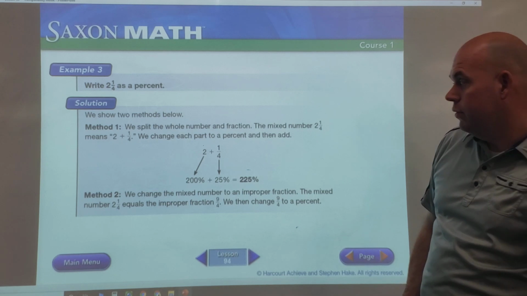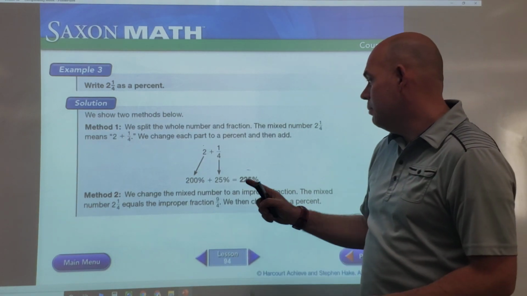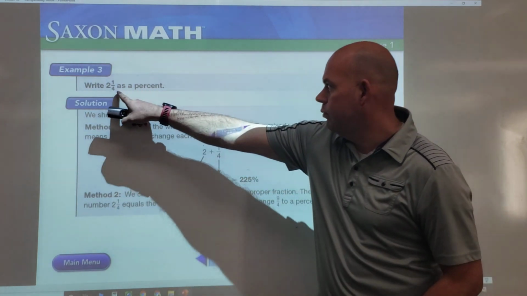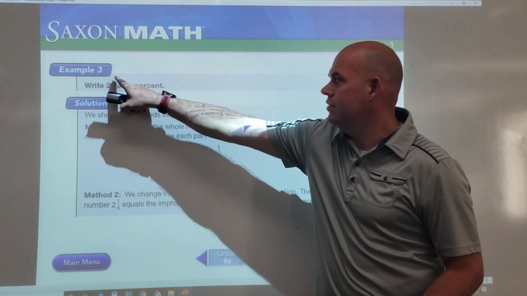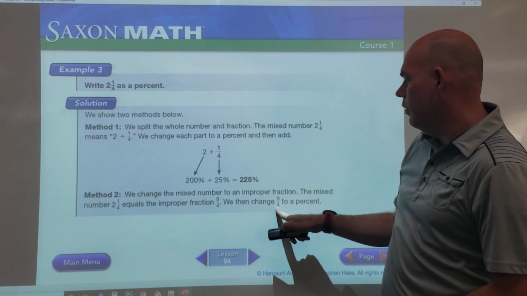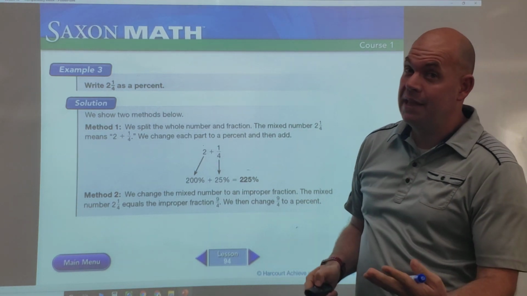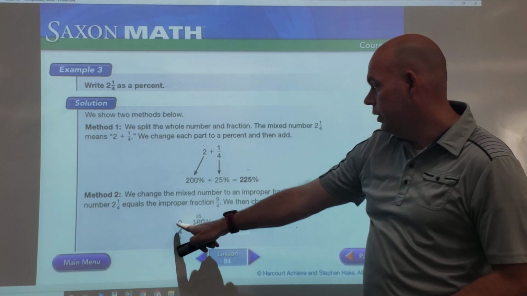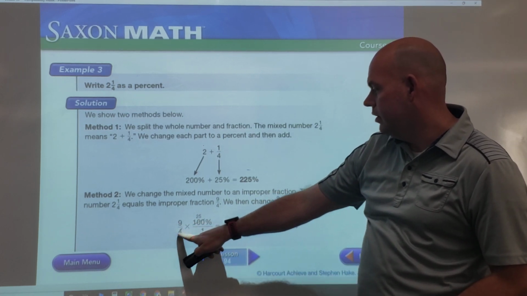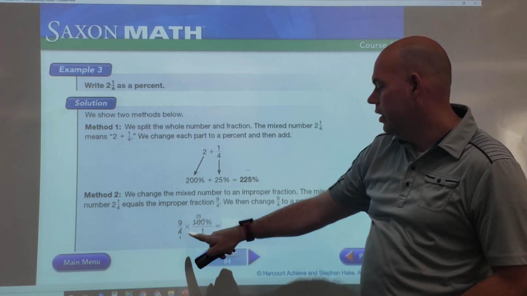Our second way to do this is we change the mixed number to an improper fraction. So here we just do 4 times 2 is 8 plus 1 is 9, 9 over 4. Then we change the 9 over 4 to a percent by multiplying that by 100%. So we get 9 times 100%. Using canceling, we can change, because 4 goes into 100 4 times.